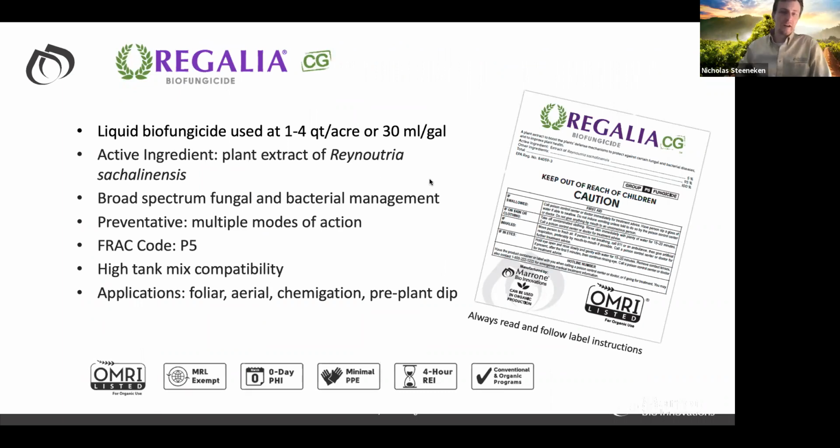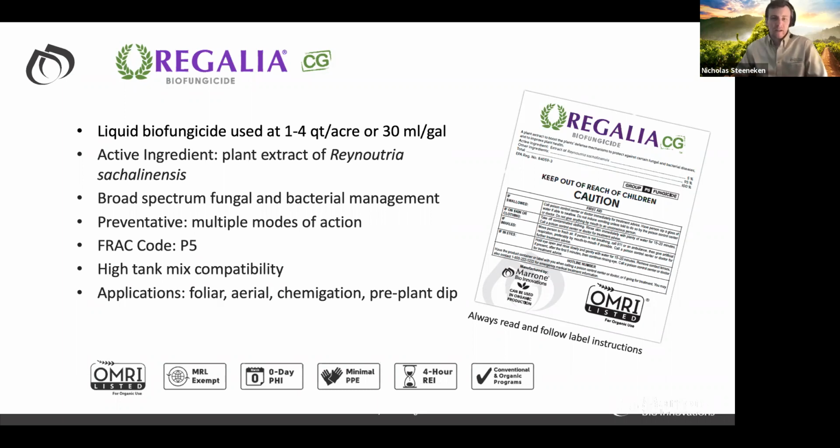Right on. So Regalia, as we all know, is our liquid biofungicide. If we're talking field application rates, we're looking at 1 to 4 quarts per acre. When you start doing small applications, typically indoor operations, a lot of growers go milliliters per gallon. In that case, 30 mils per gallon per 1,000 square feet is really what you're looking for. You don't want to go over 1% volume to volume solution there. That would be like 1 gallon of Regalia in 100 gallons of spray volume. As long as you keep it under that, you'll be okay.